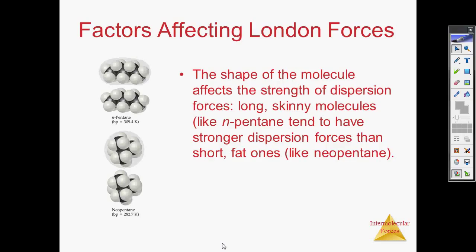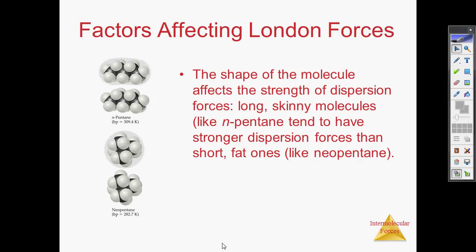Right, London forces. We need to know the factors that affect them in order to answer our multiple choice questions correctly. The shape of the molecule affects the strength of dispersion forces. Long skinny molecules like n-pentane tend to have stronger dispersion forces than short fat ones like neopentane.